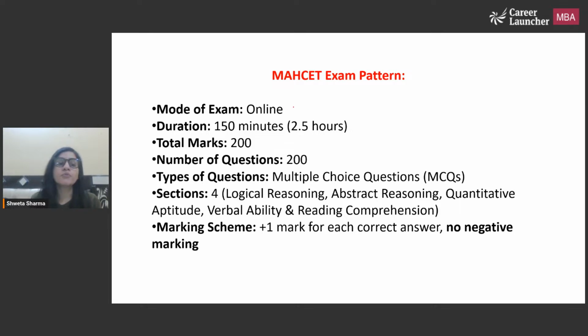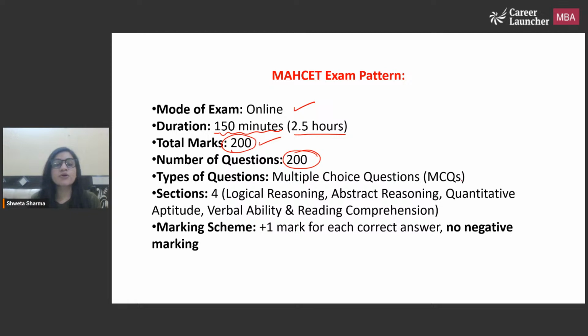The mode of exam is going to be online. Duration is going to be 150 minutes, that is 2.5 hours. The number of questions is going to be 200, and so is the total marks, right? So 1 minute for one question, but not necessarily. When it comes to a grammar question, you can attempt it more quickly as compared to an RC question, right? So the number of questions and the number of marks are equal, that is 200.